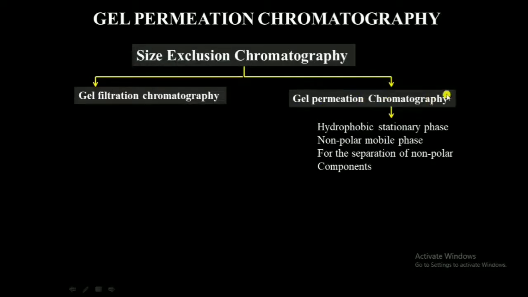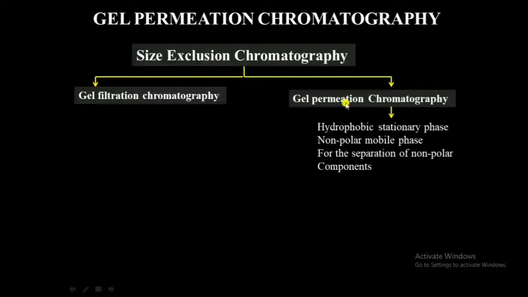In gel permeation chromatography, which is our focus now, there is a hydrophobic stationary phase. You know the meaning of hydrophobic: water repellent. So it contains a hydrophobic stationary phase, and we use a non-polar mobile phase. This technique is mainly used to separate the non-polar components in a mixture. Okay, that is gel permeation chromatography, which we will discuss a little bit more. And in gel filtration chromatography, we use a hydrophilic stationary phase, and of course a polar mobile phase, for example water. So that's gel filtration chromatography.